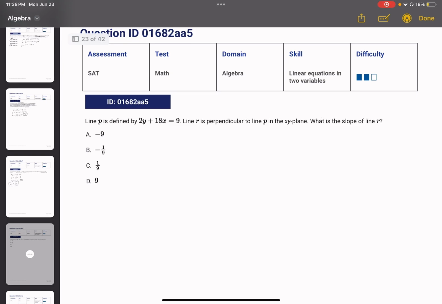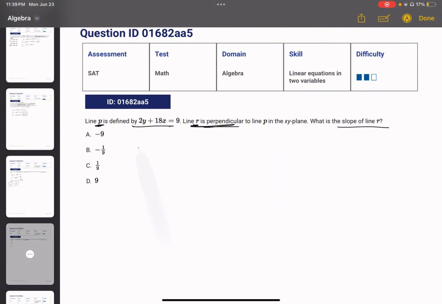Looking at the next one, line P is defined by 2y plus 18x is equal to 9. Line R is perpendicular to line P in the xy-plane. What is the slope of line R? Almost an identical question to the one we just did. That is very rare.